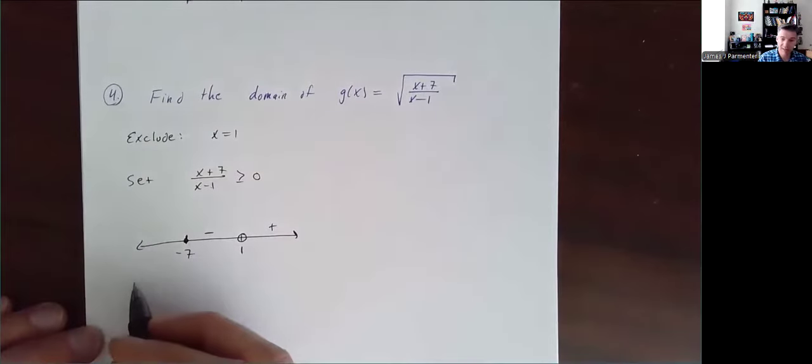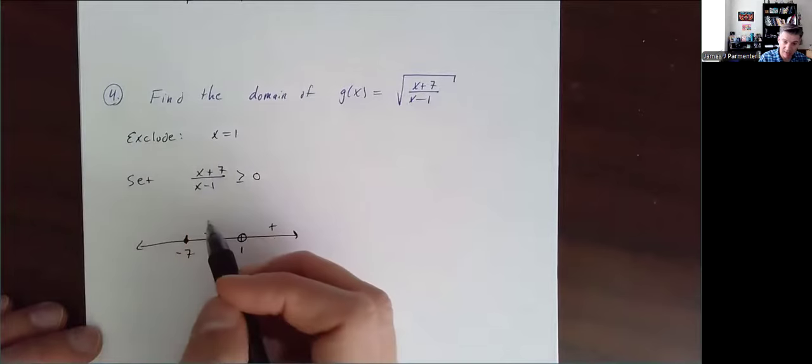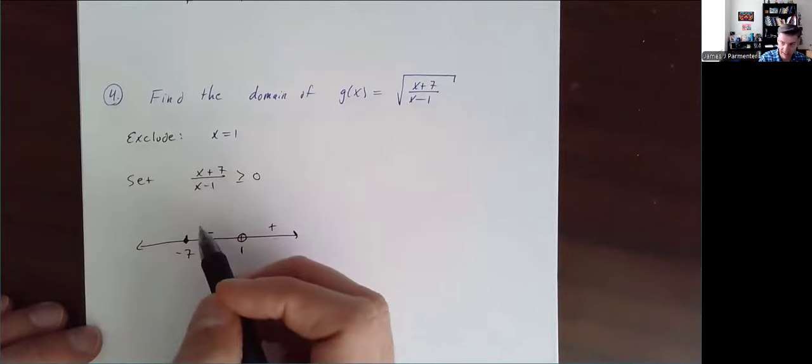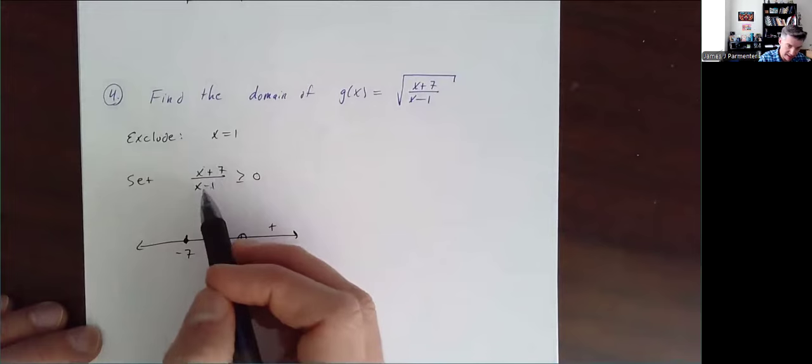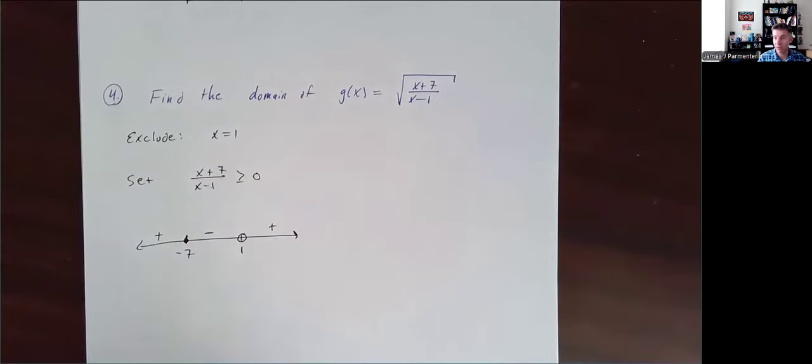Over here, picking something less than -7, like -8. -8 plus 7 is -1. -8 minus 1 is negative something. And a negative divided by a negative is positive. Fun fact, when you're doing these kind of things, if you have an odd number of negative things multiplied or divided together, it's going to be negative overall. If you have an even number of negative things multiplied or divided together, it's going to be positive overall.